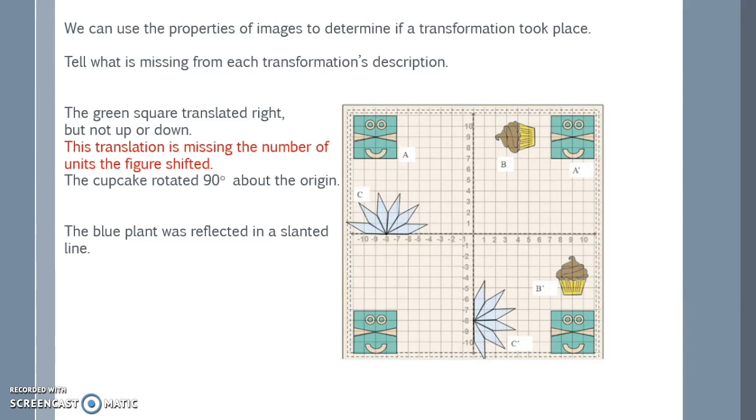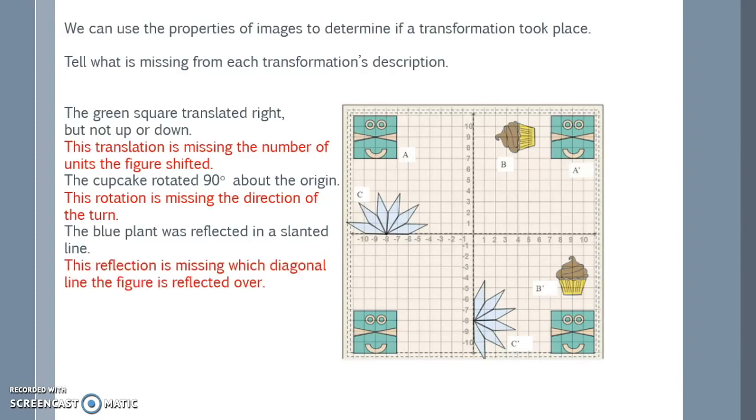The cupcake is rotated 90 degrees about the origin, but which direction was the rotation? Counterclockwise or clockwise? The blue plant was reflected in a slanted line. However, what specific diagonal line was the figure reflected over? It's not very specific, so we can't just say the obvious of what had happened. We need to be specific with how it happens.